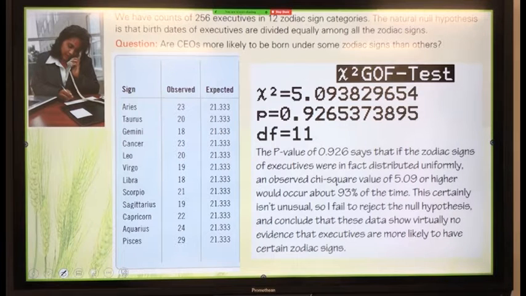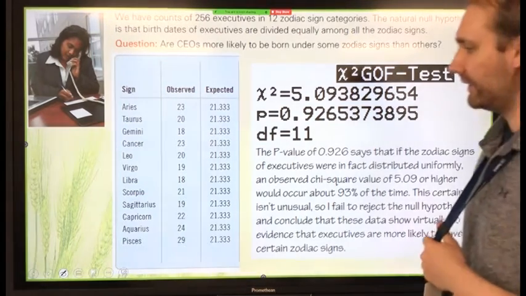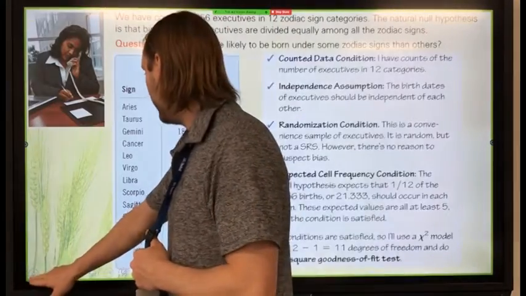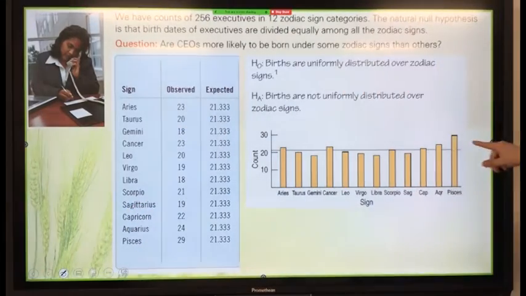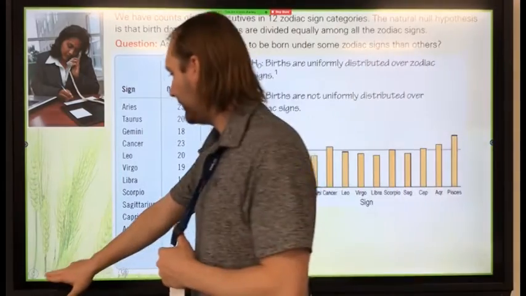A p-value of 0.926 says that if the zodiac signs of executives were in fact distributed uniformly, an observed chi-squared value of 5.09 or higher would occur about 93% of the time. This certainly isn't unusual, so I fail to reject the null hypothesis and conclude that these data show virtually no evidence that executives are more likely to have certain zodiac signs than others. And if we look at the table, it is pretty close. Fairly close there. You can almost visually see that there's no evidence.